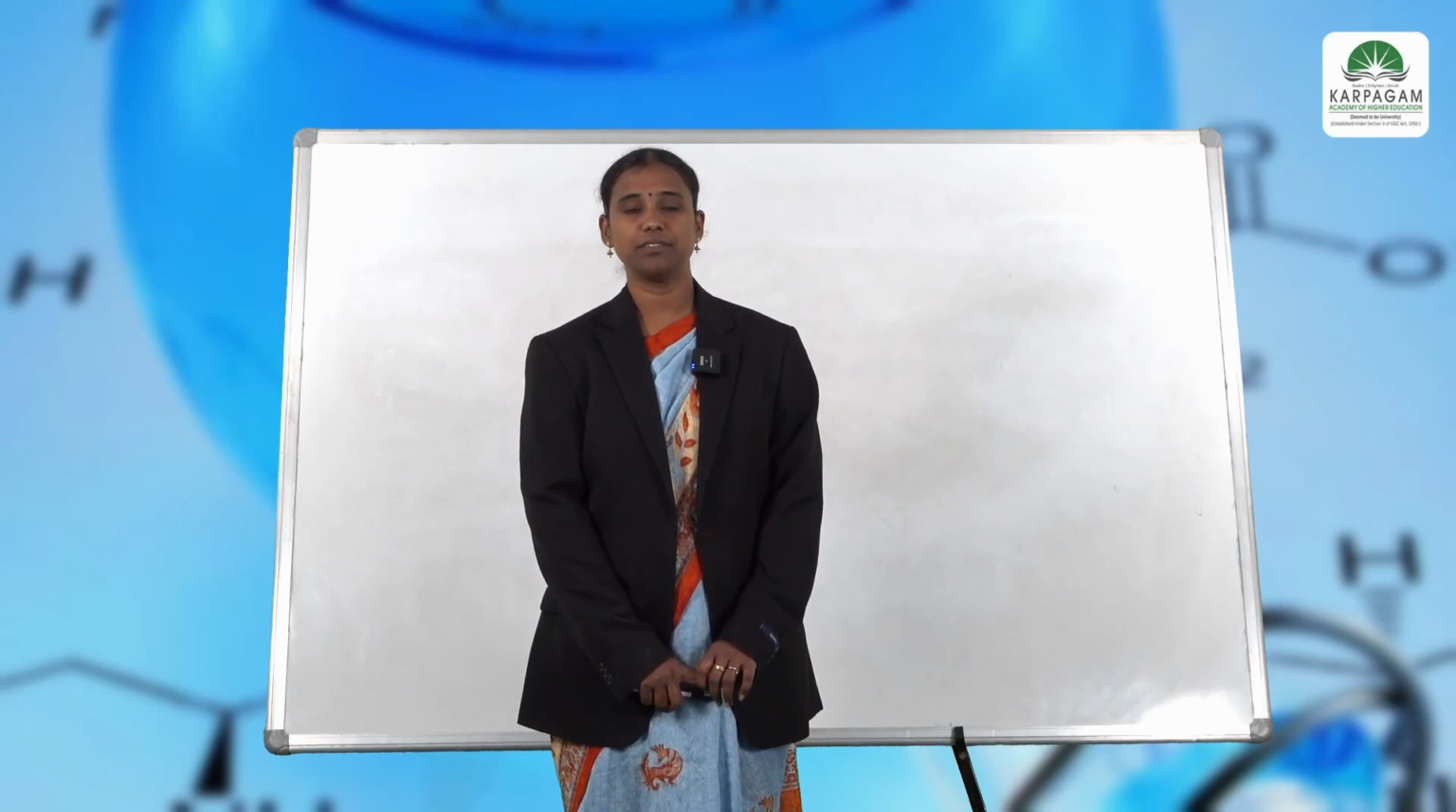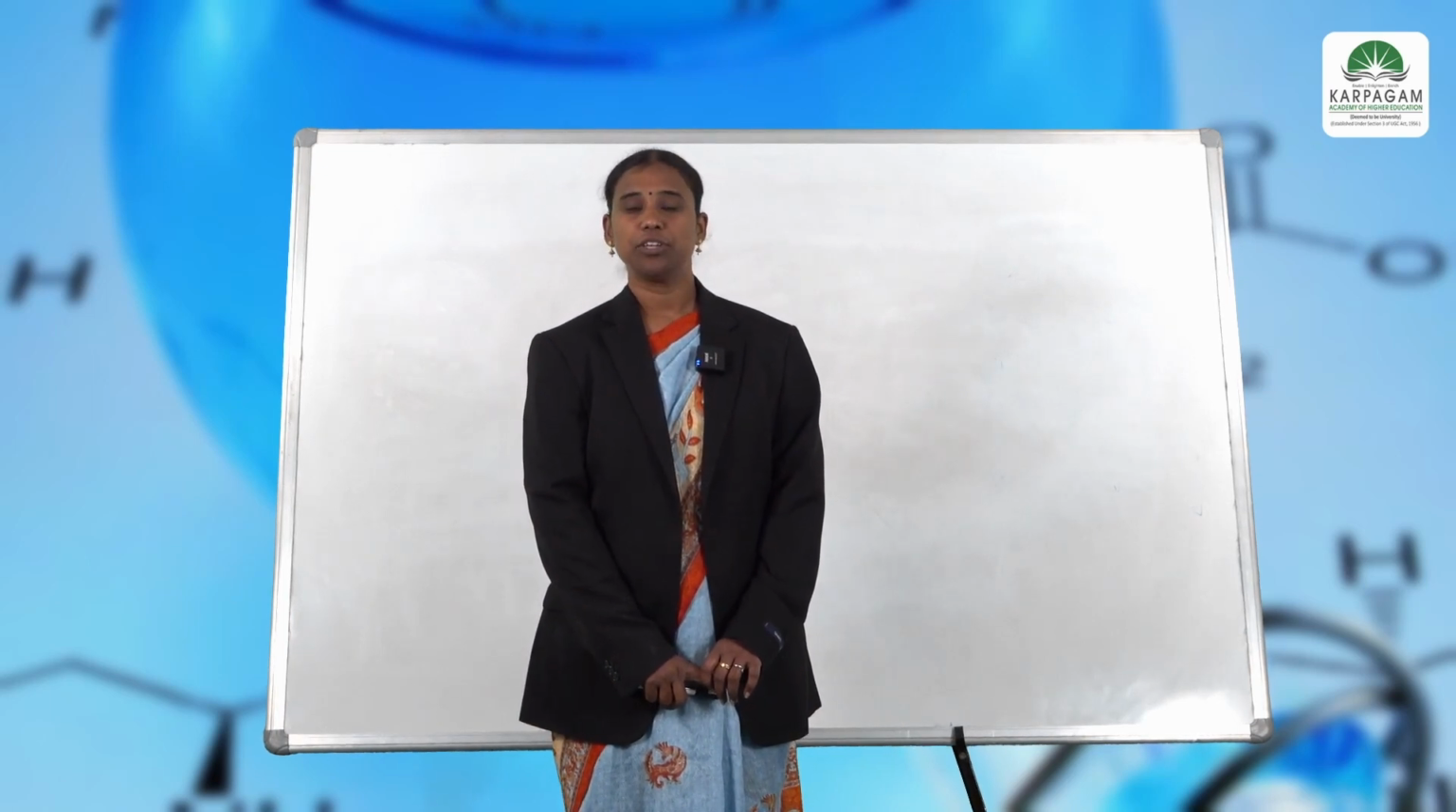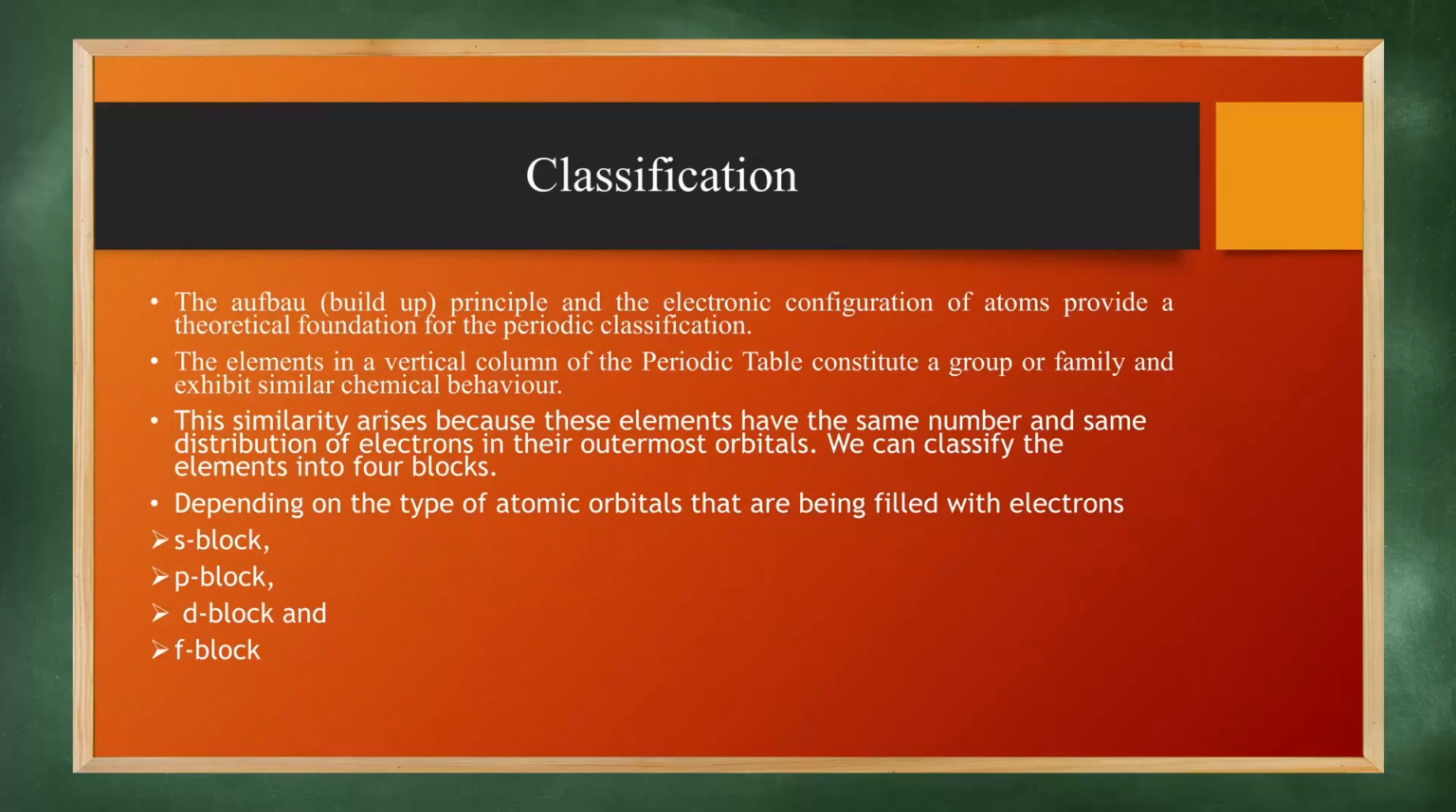In the last class, we have seen about electronic configuration of elements and the periodic table. Today we see the same concept, which classifies the elements. We have classified the elements into 4 types of blocks, that is called S block, P block, D block and F block. So, we go to the topic.